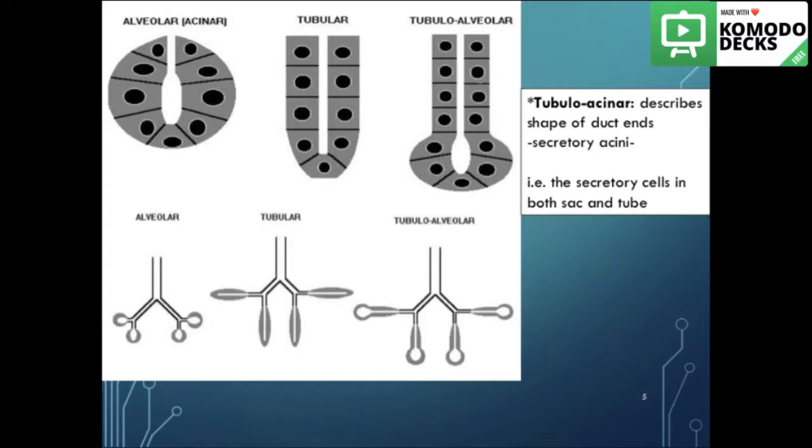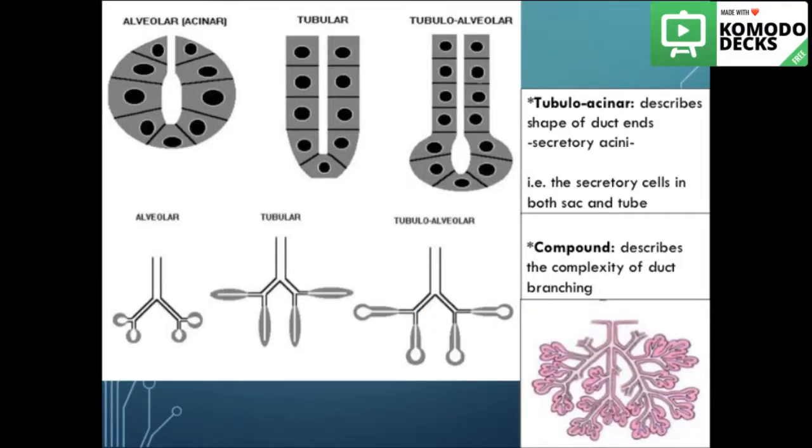Again, describing the shape of the duct ends or the secretory units, which is found either in sacs or in tubules. This is the tubuloalveolar morphology. It can be simple or compound. Compound describes the complexity of the duct branching. So it's not a simple branching, it's a compound branching.